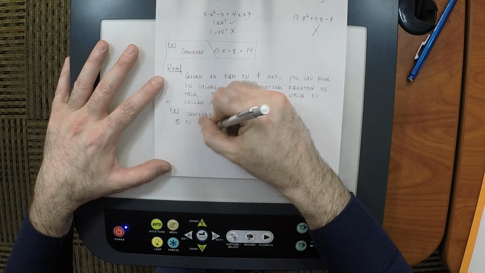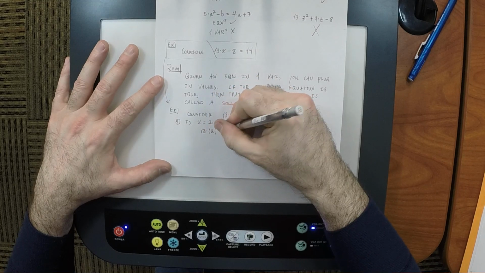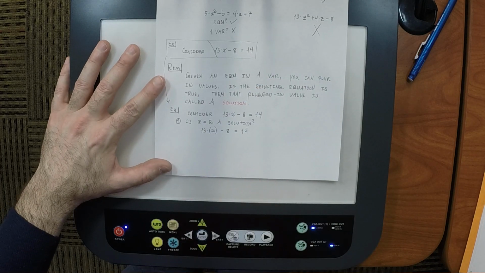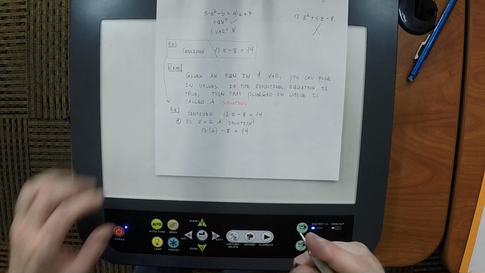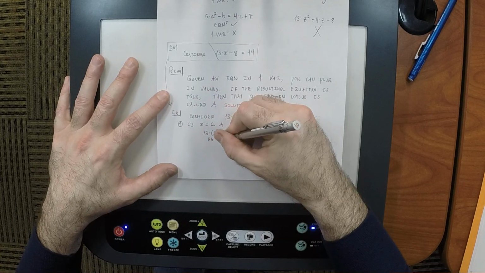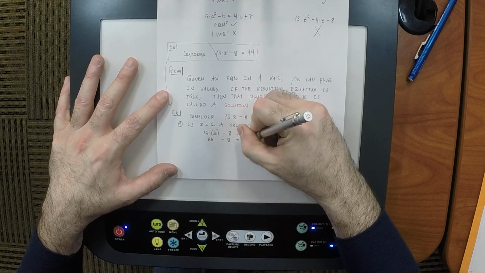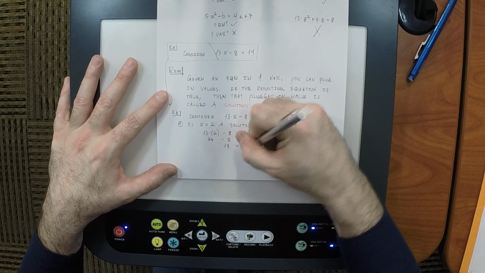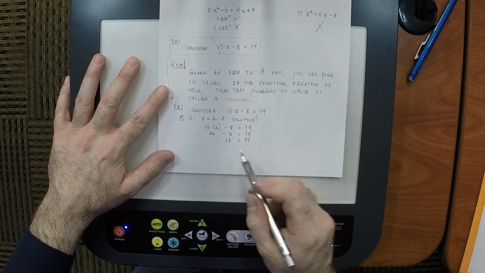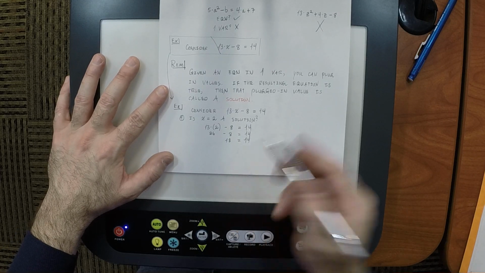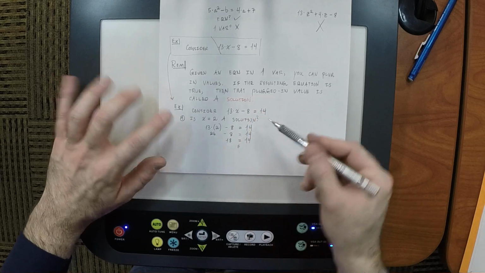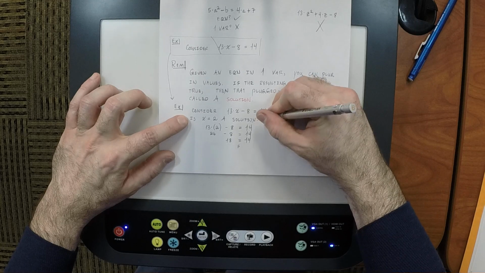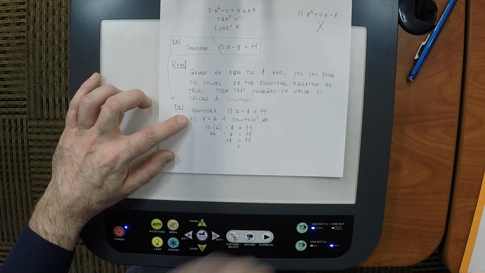So 13 multiply 2, subtract 8 equal 14. So that's an equation. And then now I'll evaluate. So this would be 26 minus 8 equal 14. And so 18 equal 14. Well, what's the value of this equation? False. So what is the answer to the question? Is x equal to 2 a solution? The answer is no. It is not. Okay.